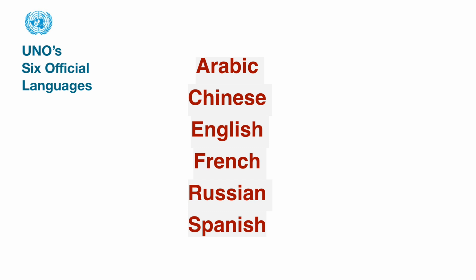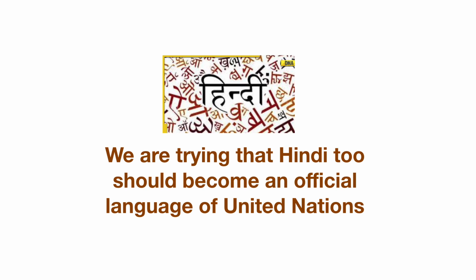These 6 languages in alphabetical order are Arabic, Chinese, English, French, Russian, and Spanish. And children, you will be happy to know that the official language of India, that is Hindi, for that we have been trying that Hindi too should become an official language of the United Nations.